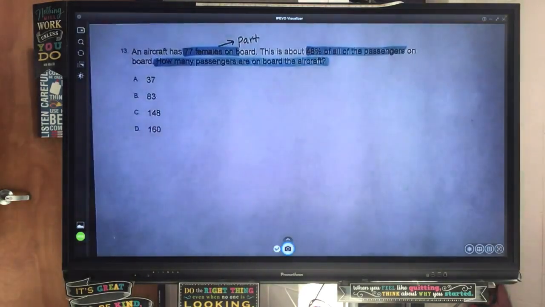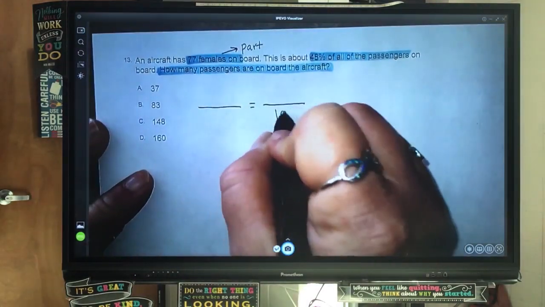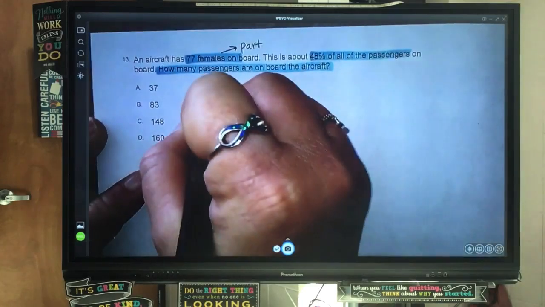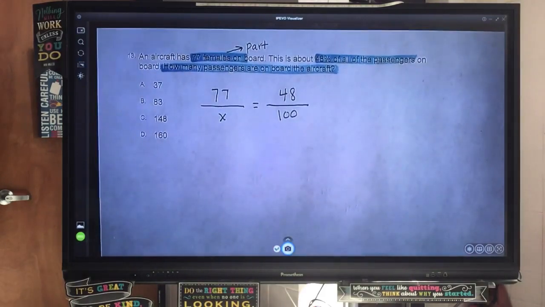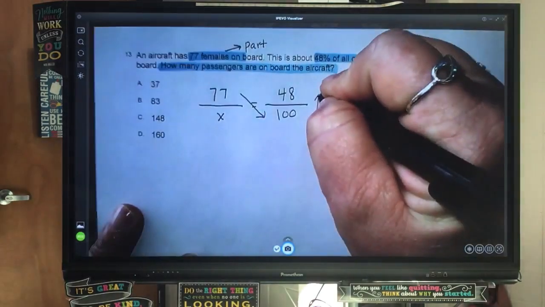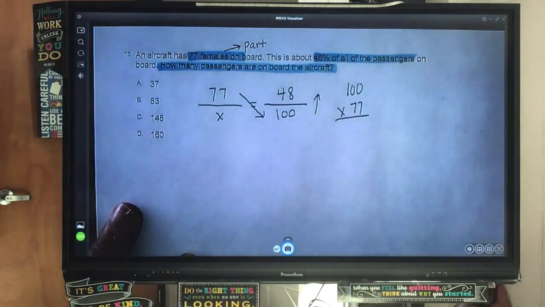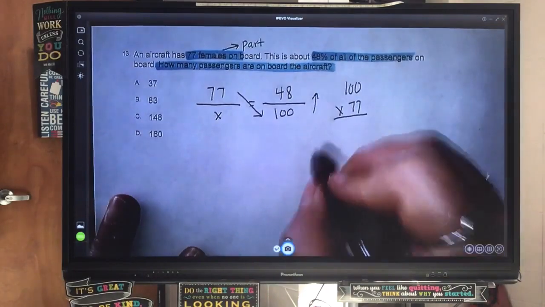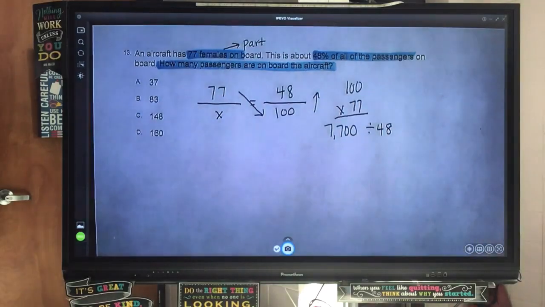Okay. So when I set this up, put my 48 there, my 77 here, and my X there. Again, looking at these numbers, what is going to be the easiest process for us? What do you think? Right, so you're gonna cross multiply and then you're gonna divide by 48. So 100 times 77 gives us what? Should be pretty easy. 7,700. Now you're dividing that by 48. So do that, stand up when you have your answer.